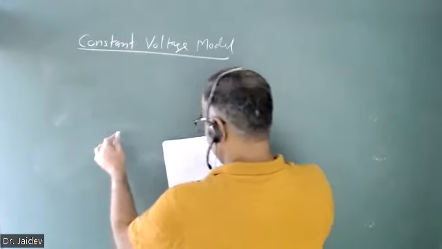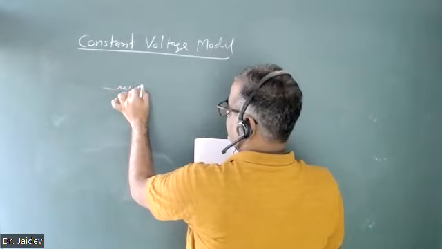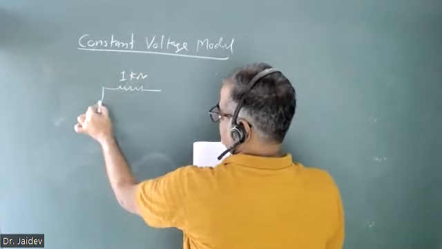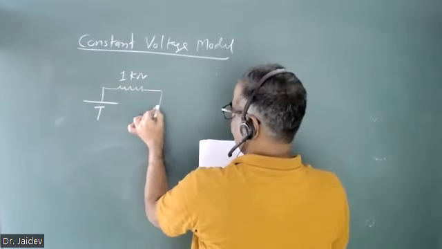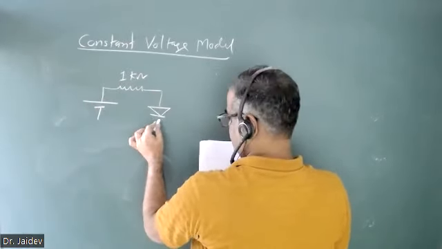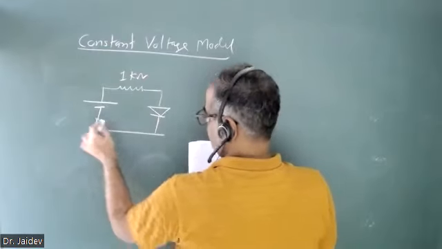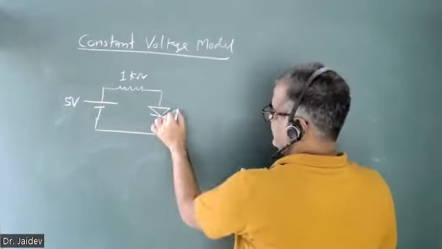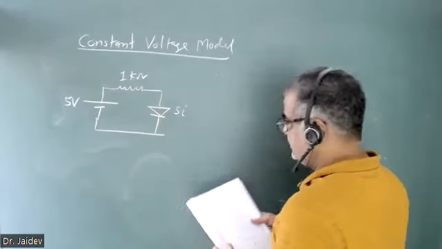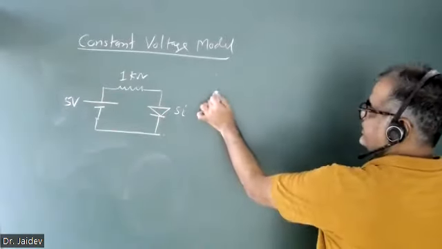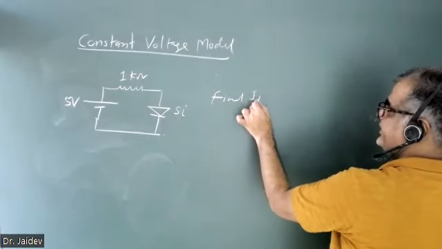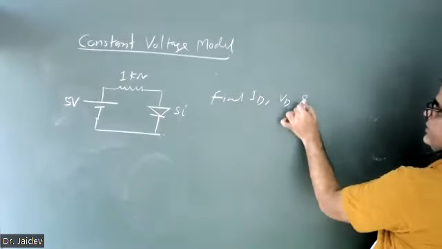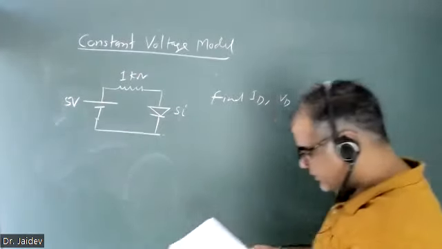OK, so I'm giving a simple problem. Say this is 1 kilo ohm. You have a diode here. I'm applying 5 volt, 1 kilo ohm, and this is silicon. It says find ID, VD, and VR. Calculate how much it will be.